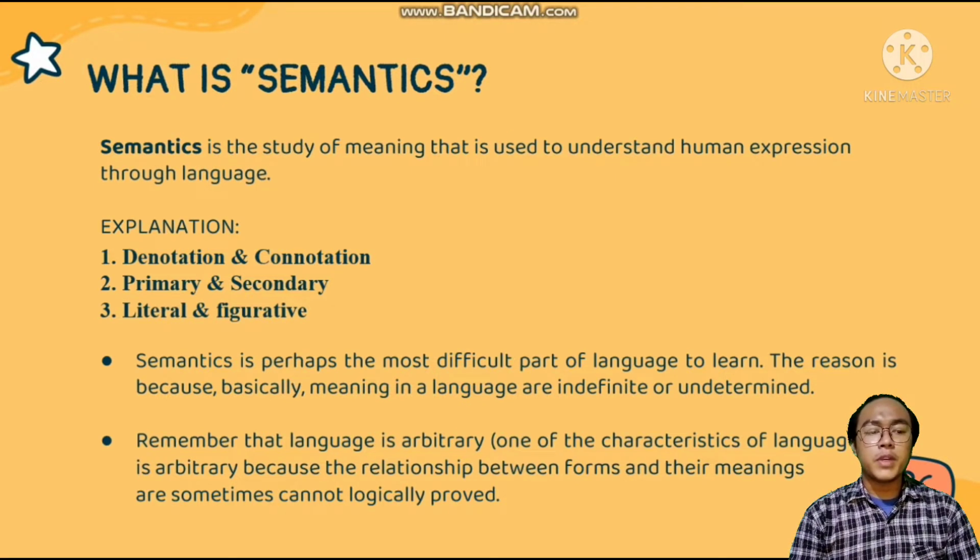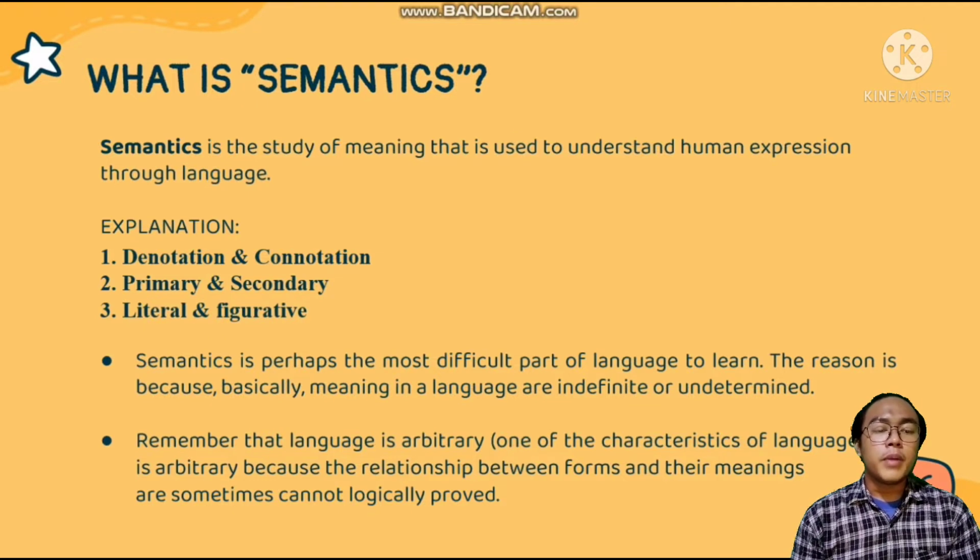The reason is because basically meanings in a language are indefinite or undetermined. Remember that language is arbitrary, one of the characteristics of language. It is arbitrary because the relationship between forms and their meanings sometimes cannot be logically proved.